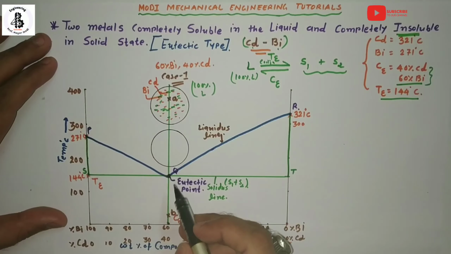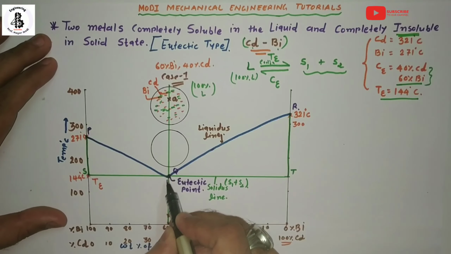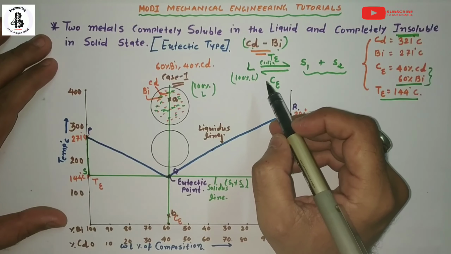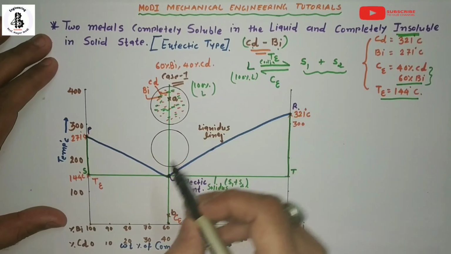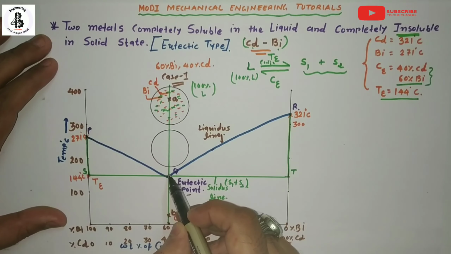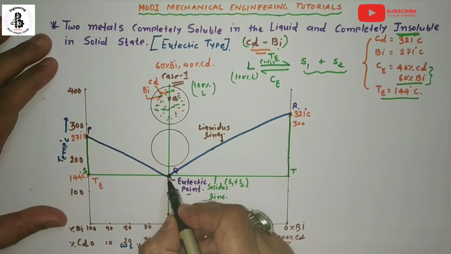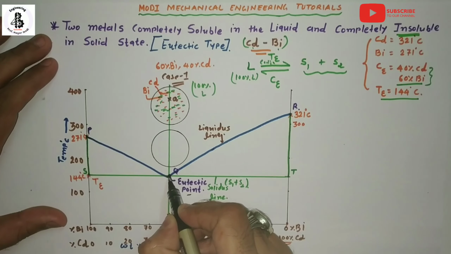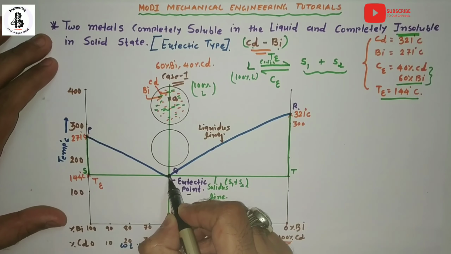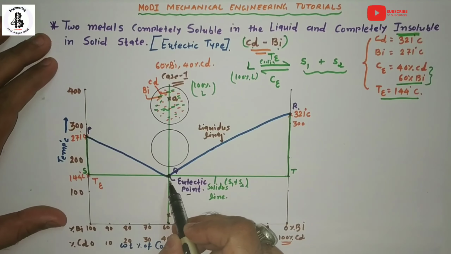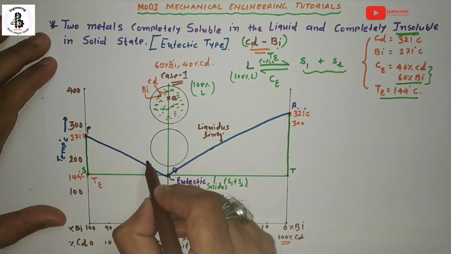Now I would like to draw a microstructure at point Q, or you can say at the eutectic point. According to the definition of the eutectic point, all the liquid present just above this line will transform into two different solids. So at point Q, at the constant eutectic temperature, it will transform into two different solids. First of all, I would like to draw a cooling curve at the eutectic point.